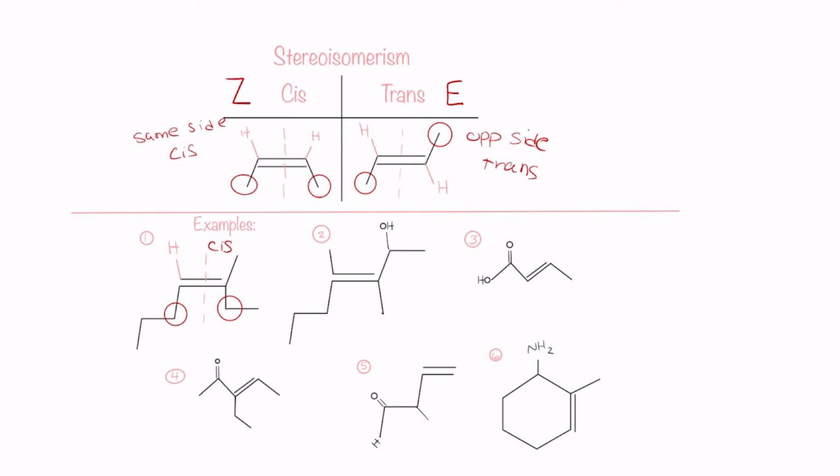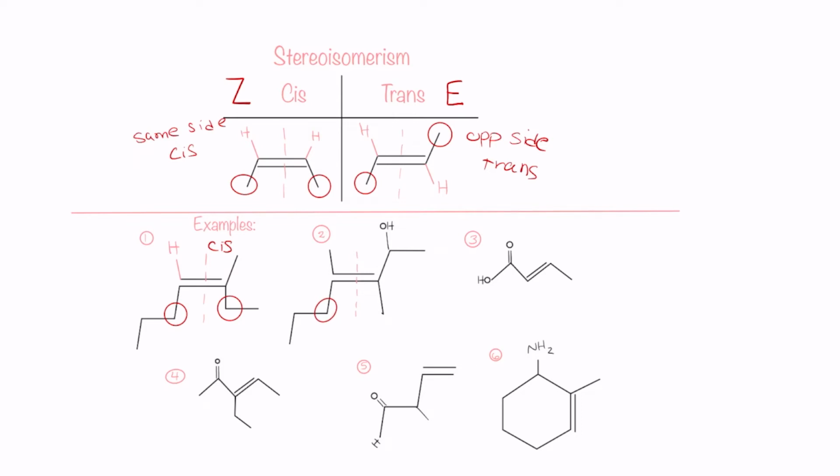What about example number 2? In example number 2, we can cut the double bond in half, right? And we ask ourselves, who's the heavier group on the left? Is it the CH3 group or is it this guy? And clearly we can see that this guy on the bottom is way heavier. So we can go ahead and circle that group.